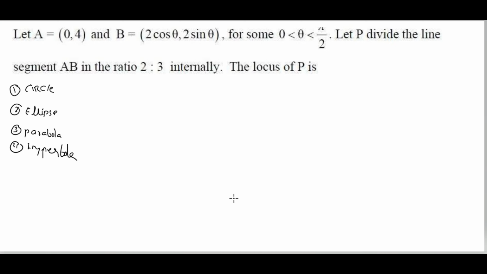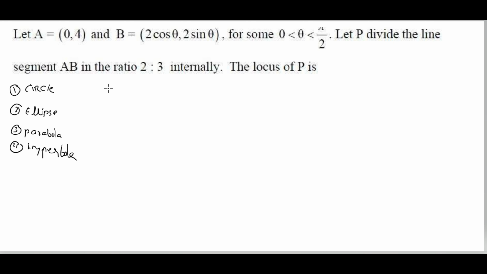Friends, next question. This question is from Locus. Here is given, let capital A is (0, 4) and capital B is (2 cos theta, 2 sin theta) for some 0 less than theta less than pi by 2. Let P divide the line segment AB in the ratio 2:3 internally. Then find the locus of P. The first option is circle, second one ellipse, third one parabola, fourth one hyperbola.